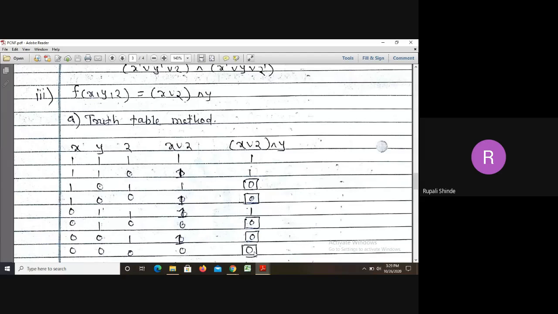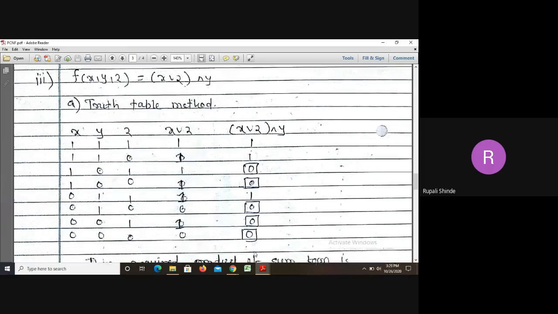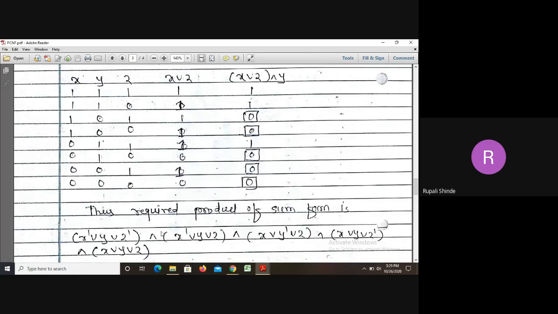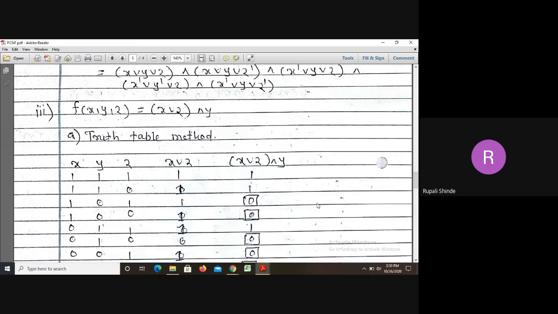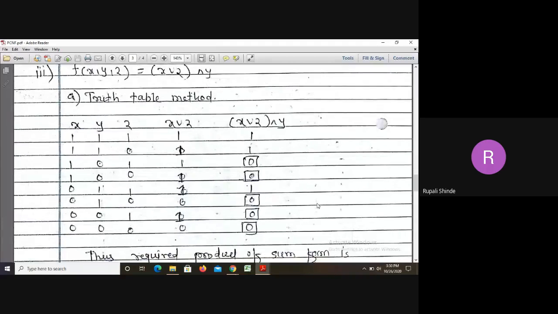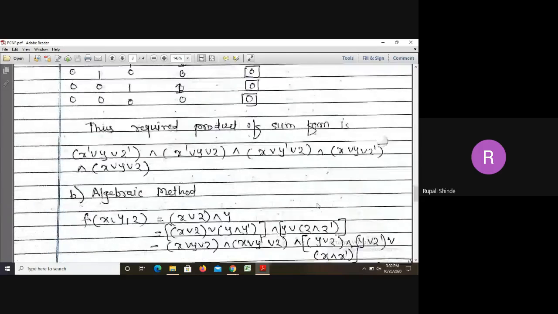Now I have to connect all these max terms by this symbol. Star operation, product. Yes, that is the star operation, the product symbol. So that we have written here. And this is the required product of sum form for this given expression. So this is by using the truth table method. Now we have to solve the same example using the algebraic method. That is given here.